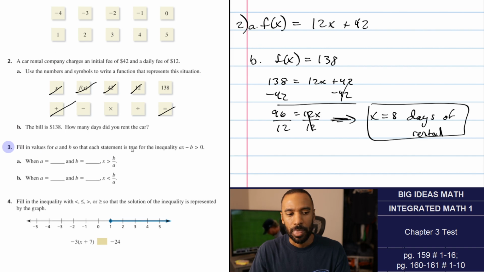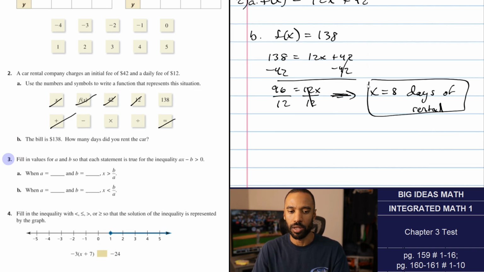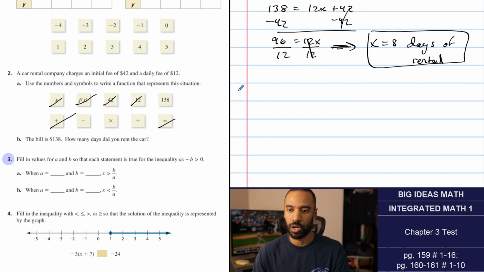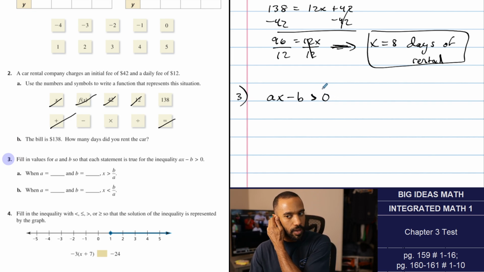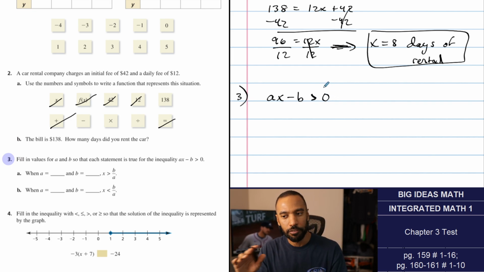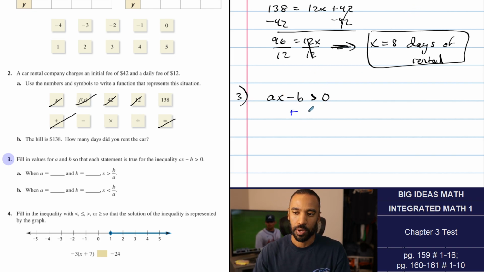Number 3, fill in the values for a and b so that each statement is true for the inequality ax minus b is greater than 0. This is clearly out of chapter 2. Let's see. They're showing things as far as solving for x goes. The thing I'm going to do on both sides to start with is add b, and then I'm going to divide both sides by a. I have ax is greater than b.